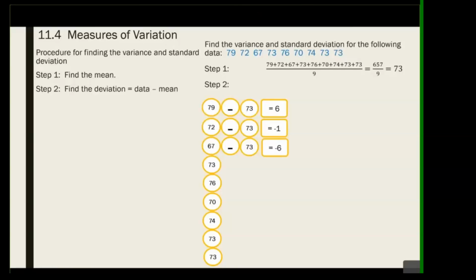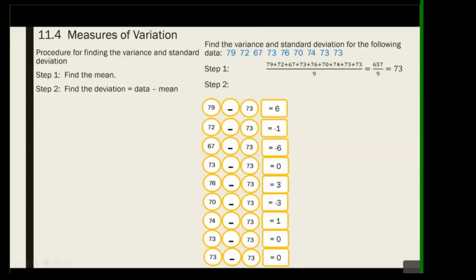and then you subtract your mean. So you take each of your individual data, 73, 76, 70, 74, 73, 73, minus my mean, and this is my result. So step 2, for this particular data, is a lot because we have 9 of them. But the math is not complex. All you do is take each of your data minus the mean.